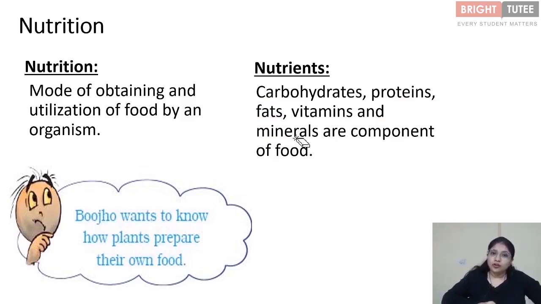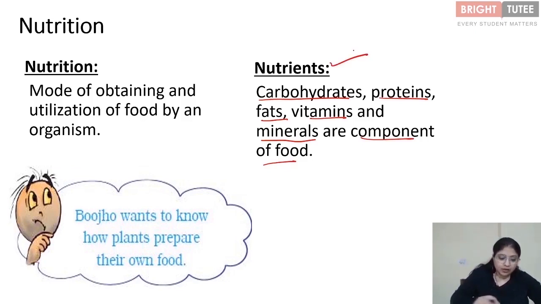Now let's talk about the nutrients. We know that carbohydrate, protein, fat and vitamins and minerals are the important components of the food. These components of the food give us energy, they help in growth, they help in repair of the body, right? And these components of the food are called nutrients. These are necessary for our body, right?